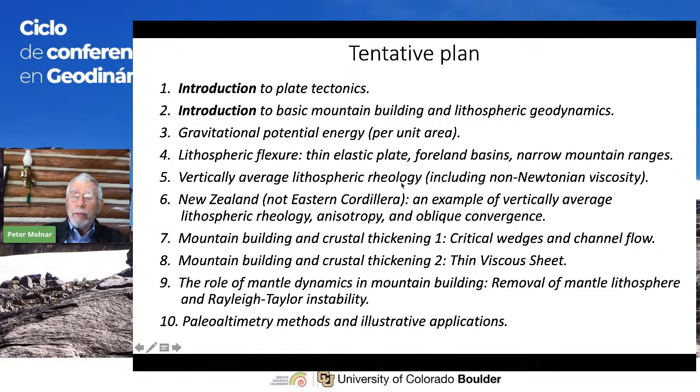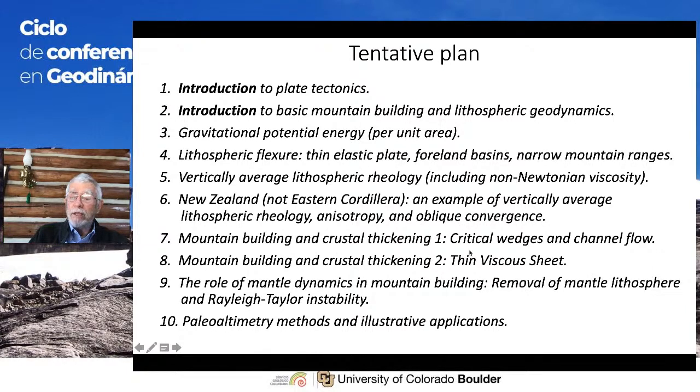Most of what I will be discussing will be large scale, so I'm not worried too much about differences in the vertical structure. And then I want to use New Zealand as an example, not the Eastern Cordillera. I think the Eastern Cordillera is a good example, and I hope that someone will pursue this with more enthusiasm than I can give it right now, or more effort, but I have enthusiasm, as an example of vertically averaged lithospheric rheology and how seismic anisotropy and oblique convergence can be combined.